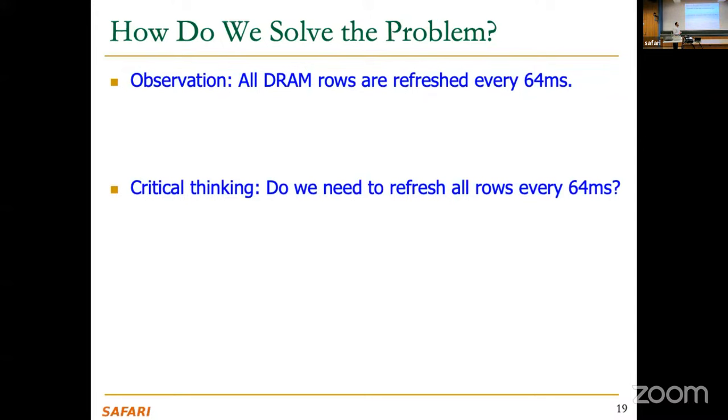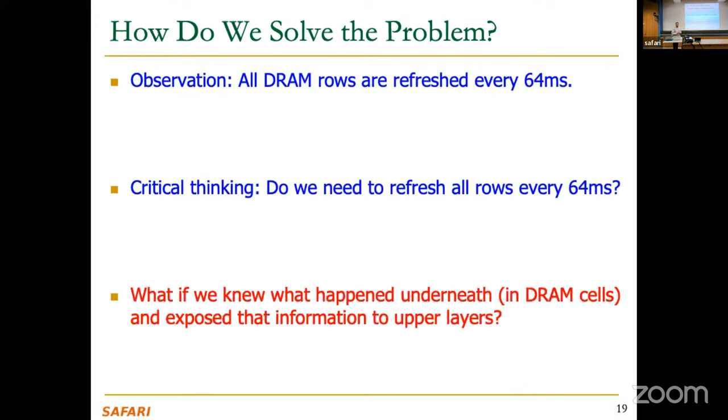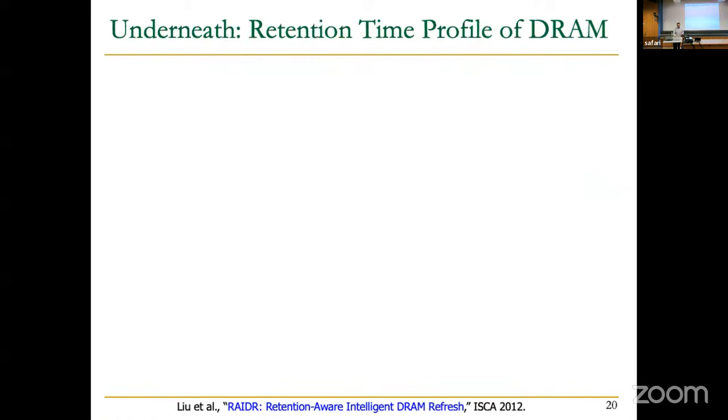But it's really important to understand what our margin is here. Are we being too conservative, or should we even question, is 64 milliseconds enough? Should we refresh them more frequently even? So we need to understand the device characteristics. And if we knew what happened underneath inside the DRAM chips, we can expose this information to the upper layers so that they can make use of it and make the overall system much more efficient. We can reduce the performance and energy overheads. We can improve quality of service.